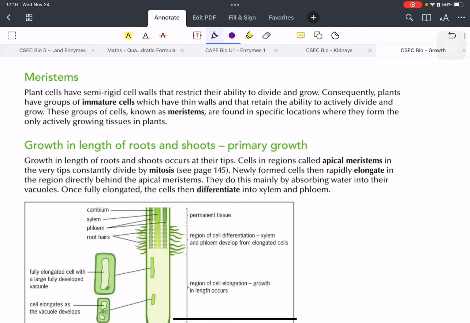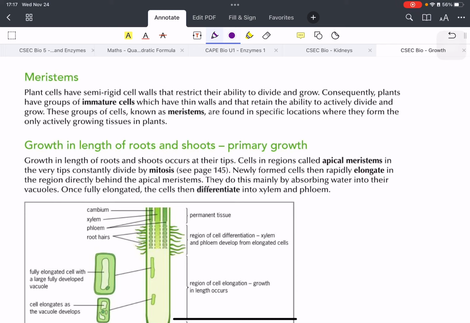So every plant has something called meristems. Okay, so plant cells have the cell wall, right? Now the cell wall is very important in protecting the plant cell. However, it restricts their ability to divide via mitosis. Remember, you need mitosis for growth to occur, but the cell wall blocks that. It blocks the cell from dividing.